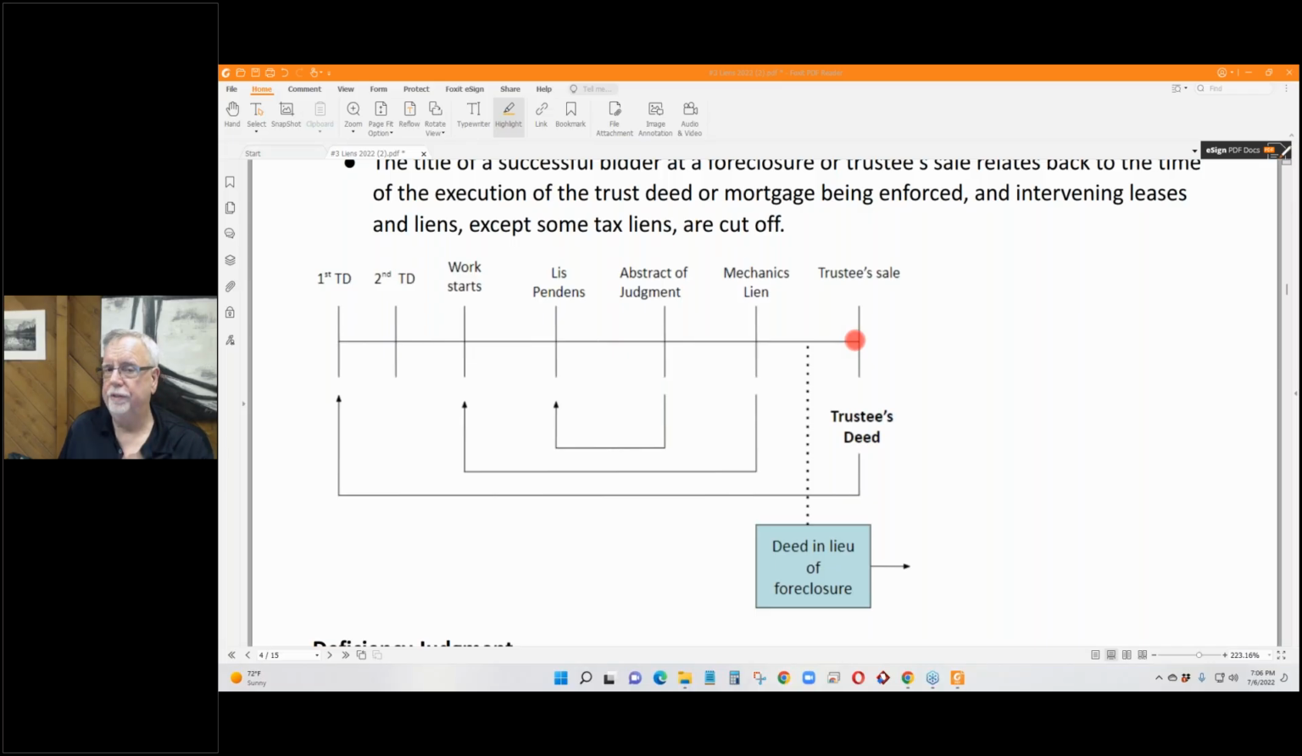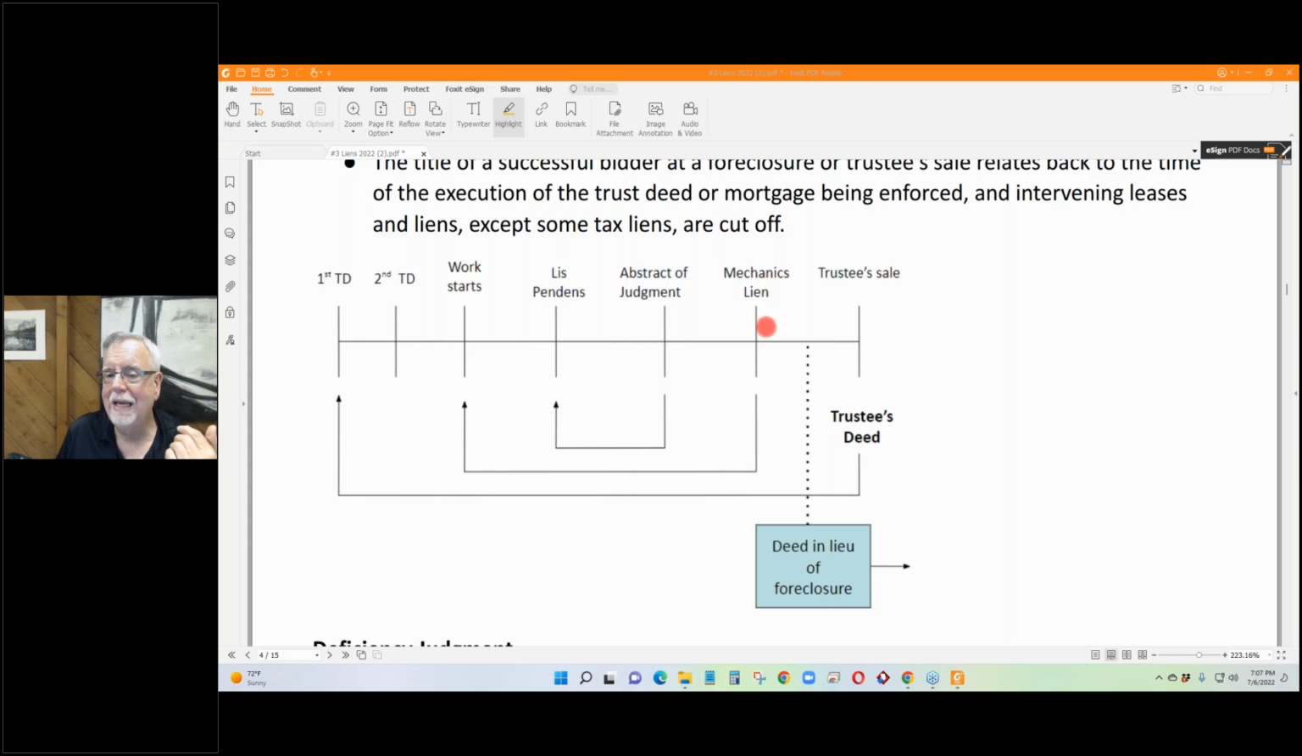The question is, if you were buying the property at the trustee sale, would you be taking title subject to the mechanics lien, the judgment, and the second? And the answer is no. And the reason the answer is no is that the trustee's deed is said to relate back in time to when the first trust deed was given. When the first trust deed was made, there was no second. Work had not begun on a swimming pool. There was no notice of a lawsuit, no judgment, no mechanics lien.